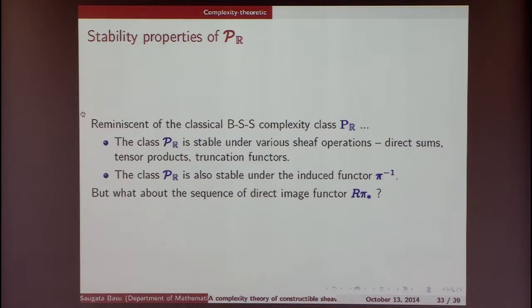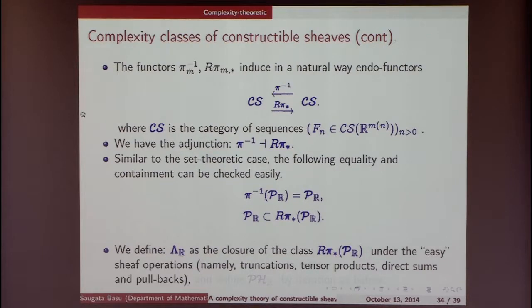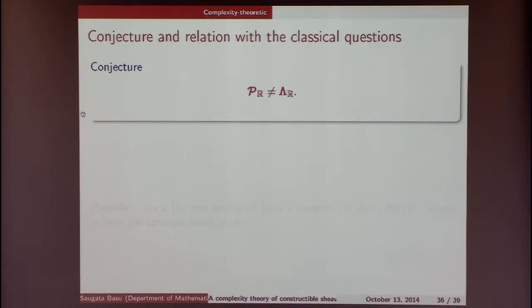But then what about the direct image functor? And here we make a definition, and this definition just follows from what I proposed before. So we look at sequences of constructible sheaves. We again have a similar adjunction, and we have these inclusions and this equality. So we now define the class Lambda R as the closure of the direct image sheaves under these easy operations. Okay. So again, we have some examples which I skip, but let me just end with the main conjecture, which is that these are not equal.